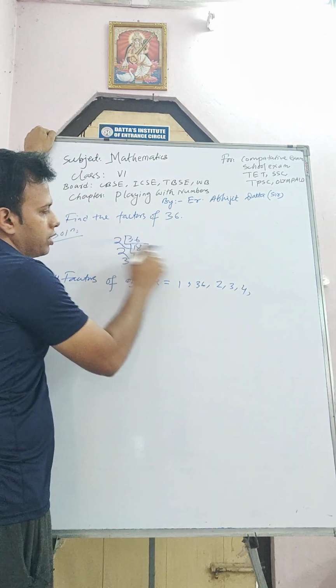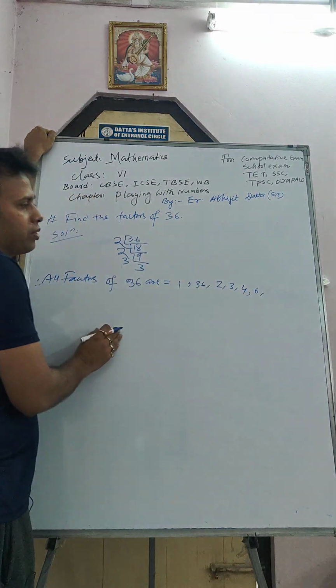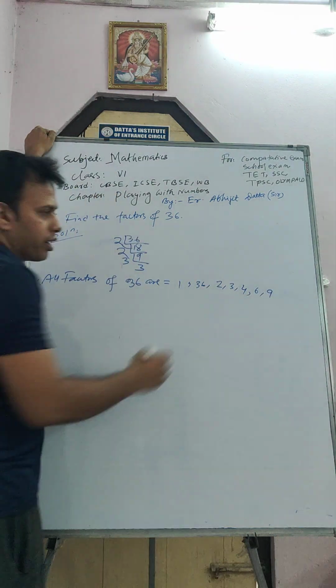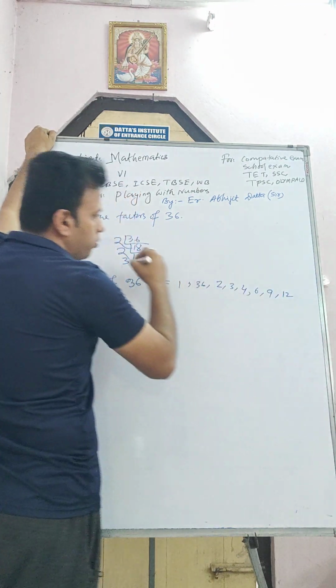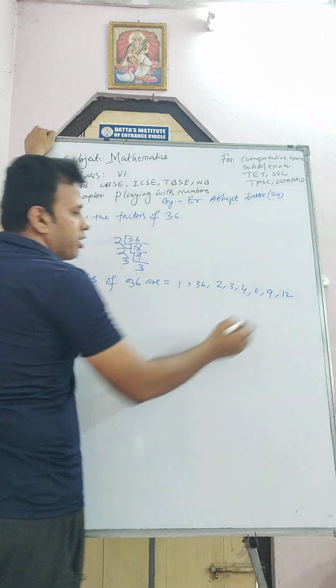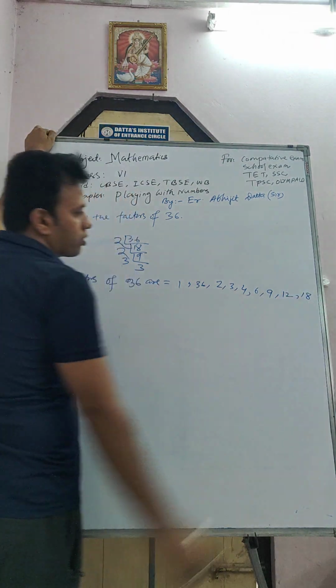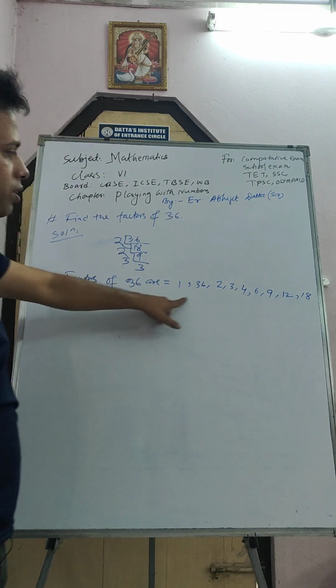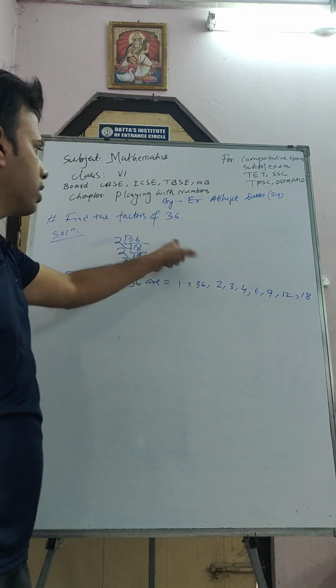And if I divide by 6, 6 is also a factor. And if I divide it by 9, 9 is also a factor. And if I divide it by 12, 12 is also a factor of 36. And if I divide it by 18, 18 is also a factor. So 1 and 36 are common, and the others you have to find out.